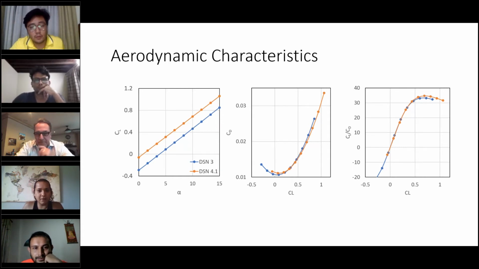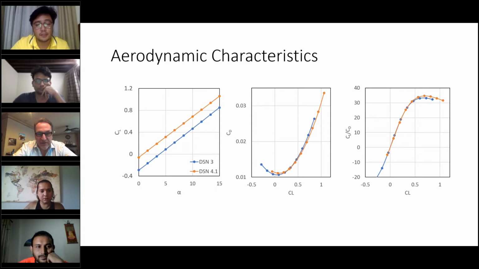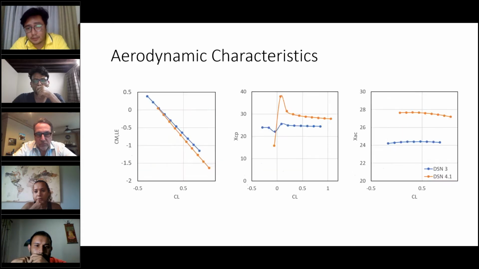So as a result of reduced induced drag, although it's a very marginal difference, we see an increase in the maximum CL by CD ratio for the optimized wing, and that is occurring around CL equals 0.6.